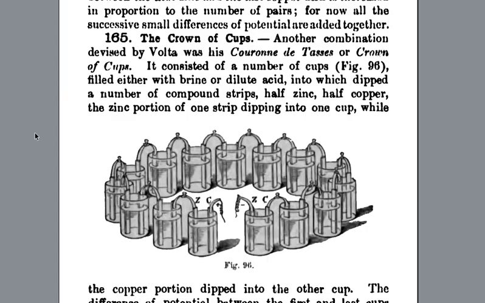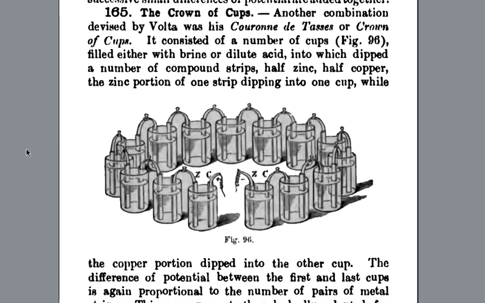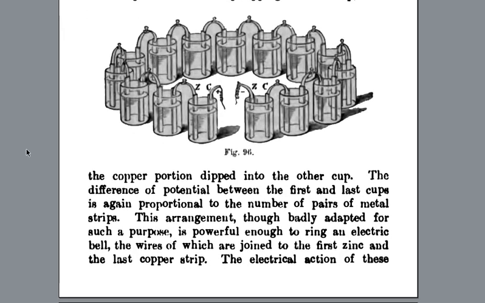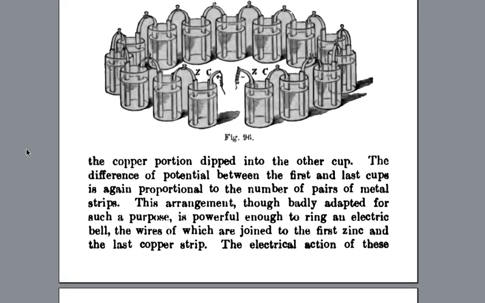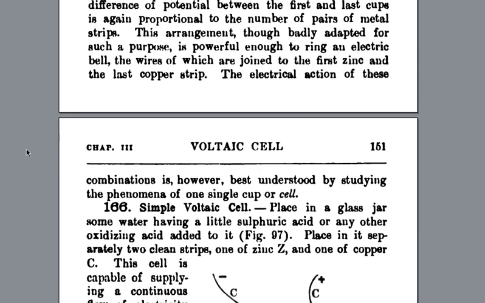Another combination devised by Volta was the couronne de tasses, or crown of cups. This consisted of a number of cups filled with either brine or dilute acid. A number of compound strips, half zinc and half copper, were arranged so that the zinc portion of one strip dipped into one cup and the copper portion dipped into the next. The difference of potential between the first and last cups is proportional to the number of pairs of metal strips. This arrangement, though not ideal for practical use, is powerful enough to ring an electric bell when the wires are joined to the first zinc strip and the last copper strip.